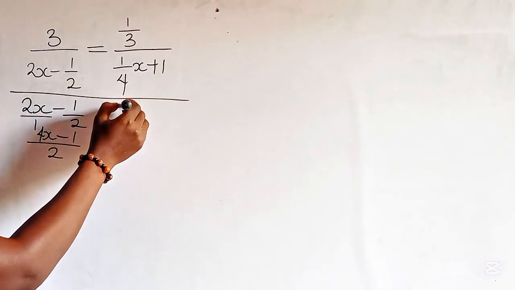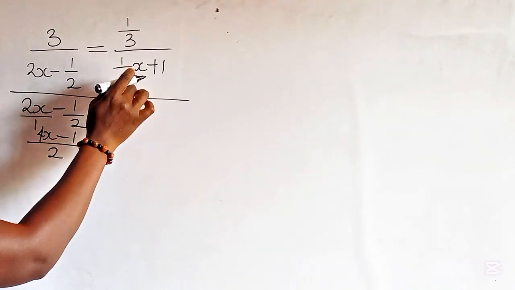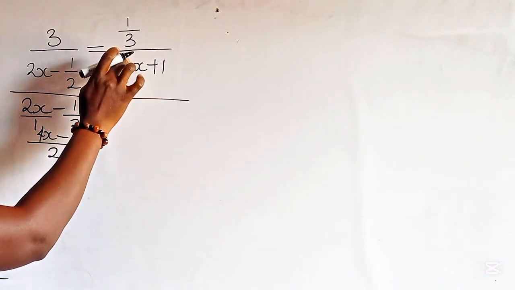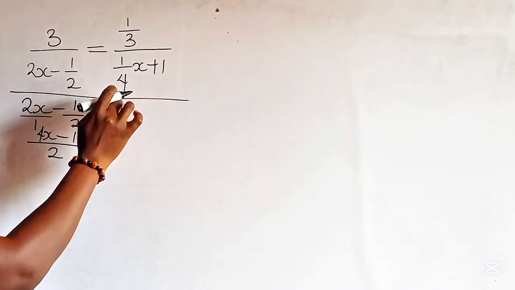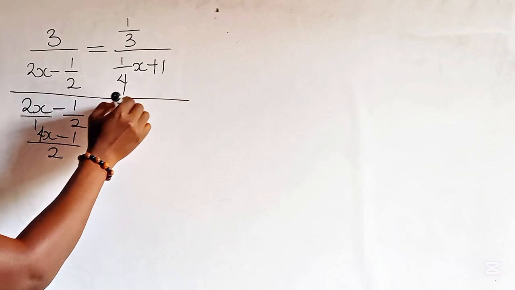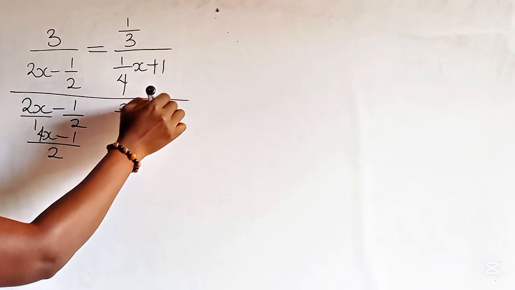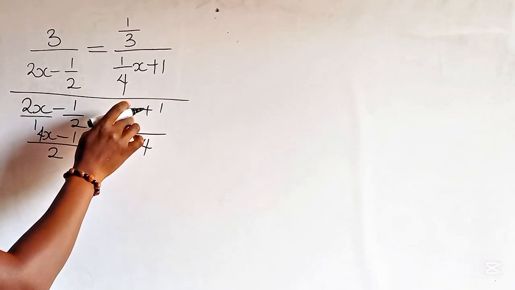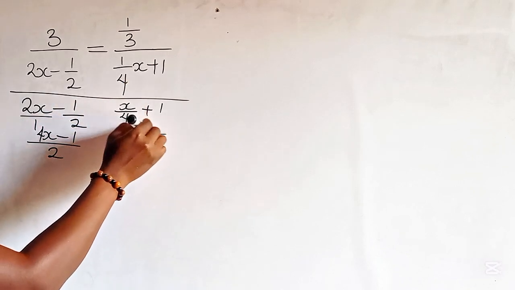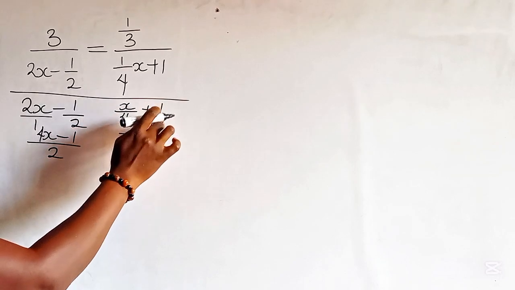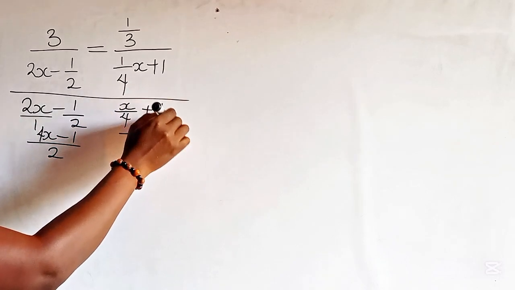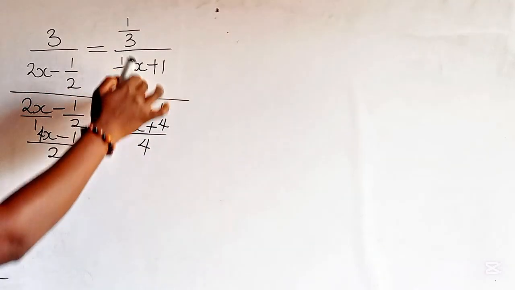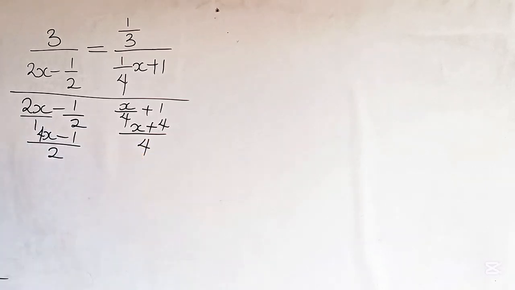Let's do the same here. We have 1 over 4x is the same as 1 times x all over 4, which is x over 4. So this is now x all over 4 plus 1. If we find the LCM, we have 4. 4 divided by 4 is 1. 1 times x is x plus 4 divided by 1 is 4. 4 times 1 is 4. So this here is now x plus 4 all over 4.